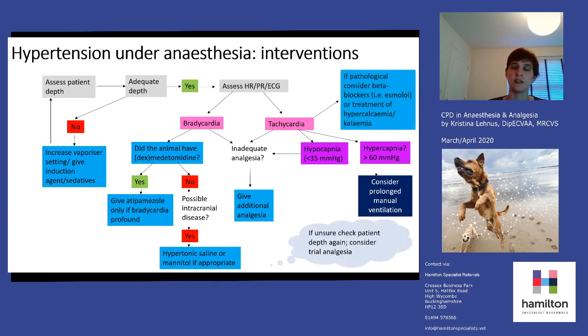If you think the tachycardia is probably a pathological arrhythmia, such as related to hypothyroidism, then you're going to have to treat it symptomatically, for example with esmolol, or you're going to have to treat an electrolyte abnormality once you've investigated it. So basically, in summary, if you're unsure, check your patient depth again and again, and consider giving some trial analgesia. But do make sure that you rule out some life-threatening things, for example, electrolyte imbalance or cranial hypertension.